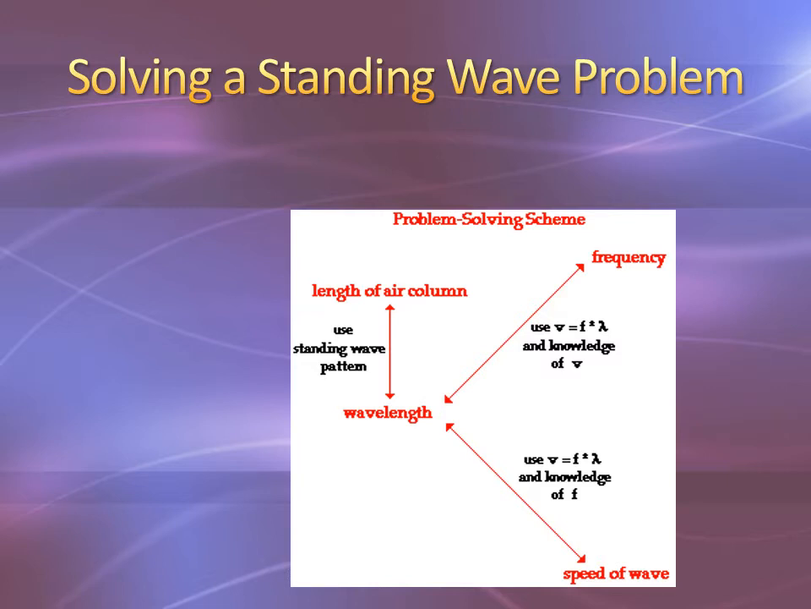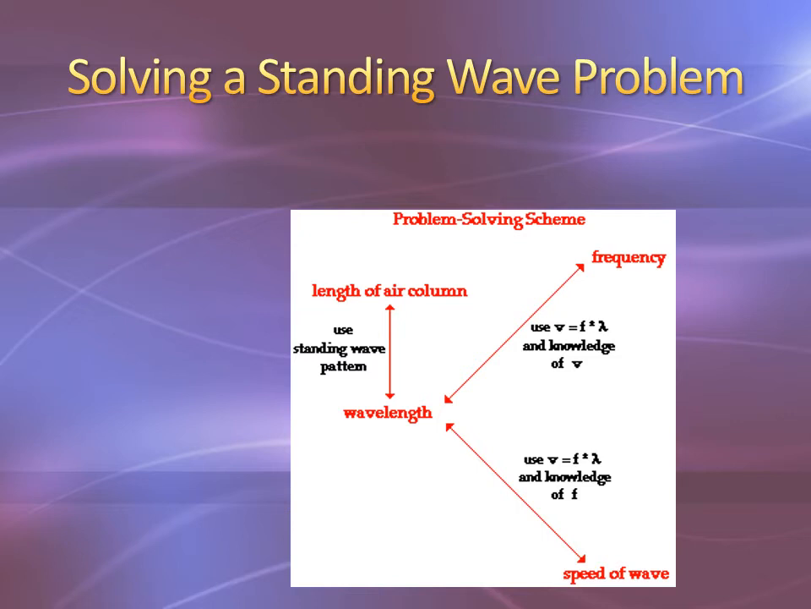Now, if we know the frequency and we want to know the wavelength, or vice versa, we use our wave speed equation, v equals f lambda, and our known velocity. If we know the wavelength and want to know the speed of the wave, or vice versa, and we know the frequency, we again use our wave speed equation with the known frequency. What they don't include on here is if they include the period of the oscillation, in which case, remember, that's 1 over the frequency. That's a way they can make this problem tricky.